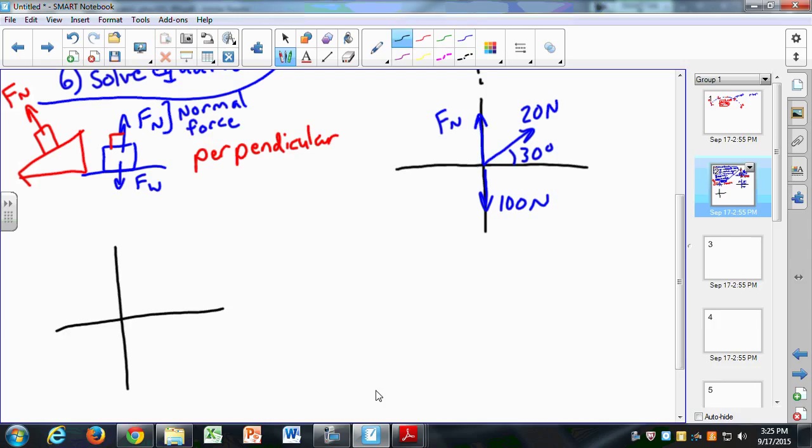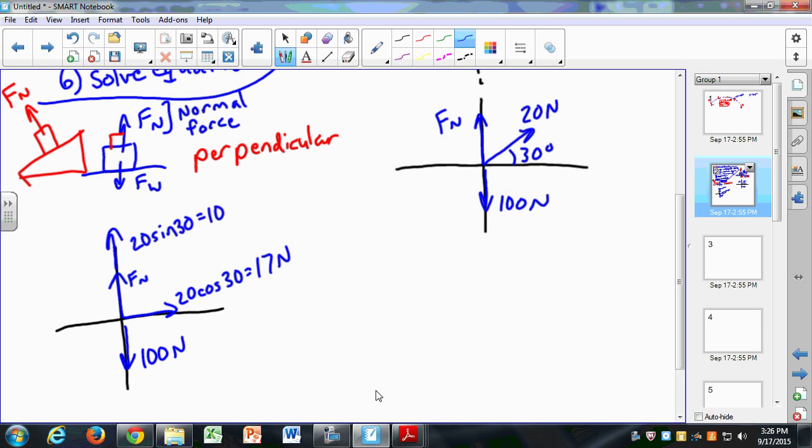So I'm going to redraw this. Again, once you get good at this, you won't need to redraw it every time. But I have Fn. This is going to be 20 sine of 30, which is 10. This is 20 cosine of 30, which is what, 17 or something? Yeah, 17. And then I have 100 newtons. All right, so now I've resolved my vectors.